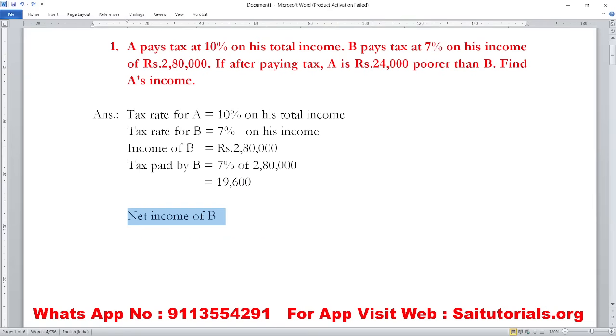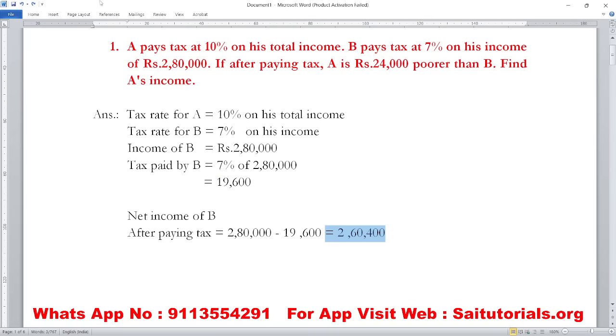Net income of B. So now we will convert the amount. It is the tax paid by B. This is his income. After deducting 19,600 from 2,80,000, we will get the net income of B, that is 2,60,400.